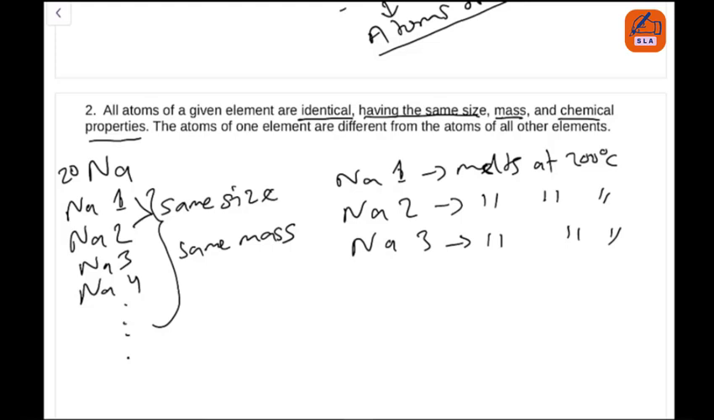Lastly, the atoms of one element are different from the atoms of another element. So if you have atoms of sodium on one side, they will not equal atoms of aluminium on the other side. These atoms here will be different. How are they different? They are different in size, they are different in mass, and they are different in chemical properties. This is one of the very important laws in Dalton's atomic theory. It really helped to enhance the study of atoms and elements, just stating that atoms of sodium are not the same as the atoms of aluminium.